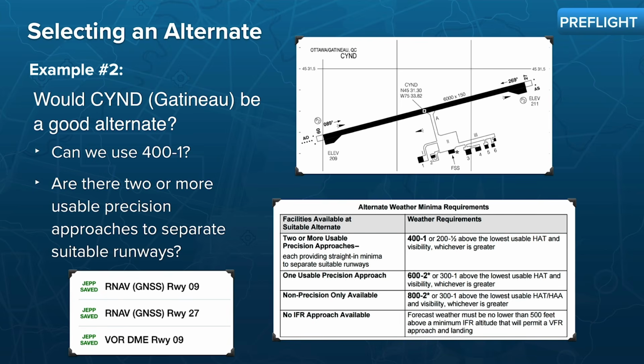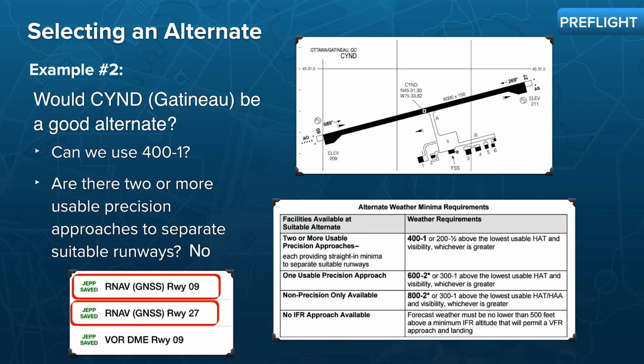Are there 2 or more usable precision approaches to separate suitable runways at Gatineau? Looking at the approaches, we've got an RNAV for runway 09 and an RNAV for runway 27, and these are both precision approaches to LPV minima. So does it qualify, 2 or more precision approaches, and can we use the 401 criteria for these 2 approaches? Well, no, we can't in this case.